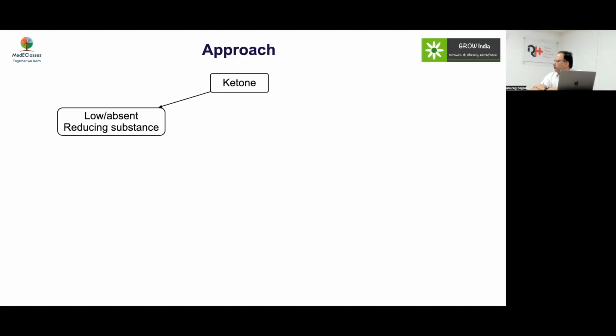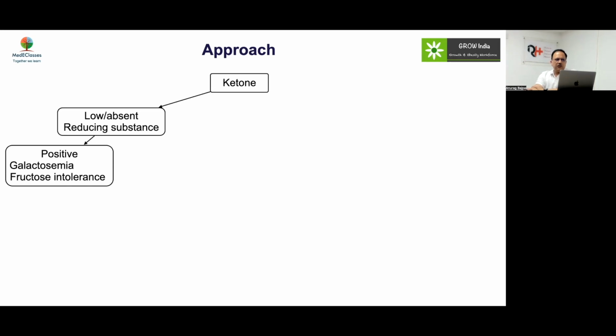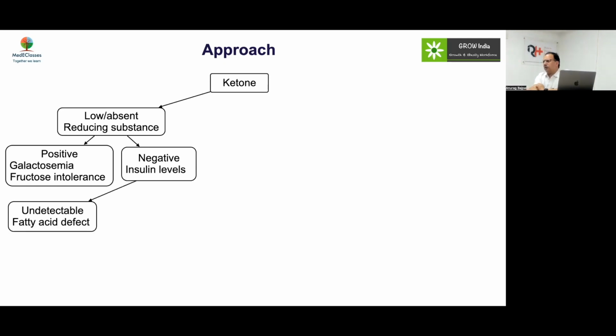The approach is, if your ketone is low or absent, look at reducing substance. If it's positive, it is galactosemia or fructose intolerance. Negative and insulin is undetectable, think of a fatty acid oxidation defect. If it's detectable, it is hyperinsulinism.